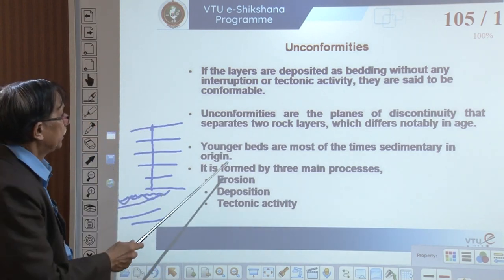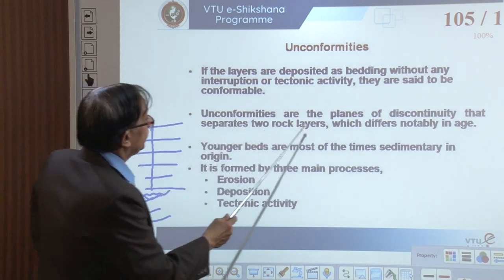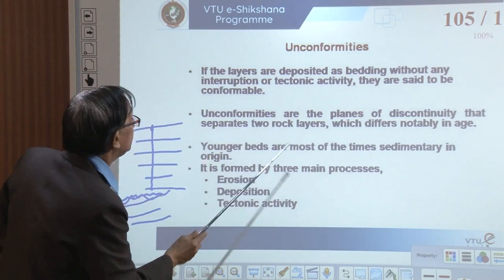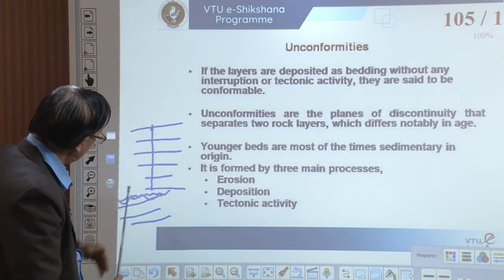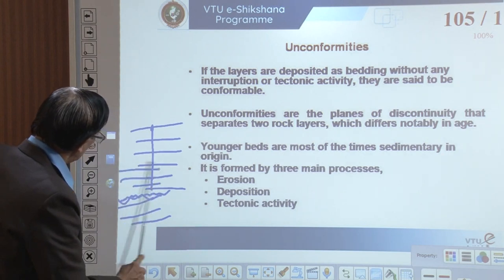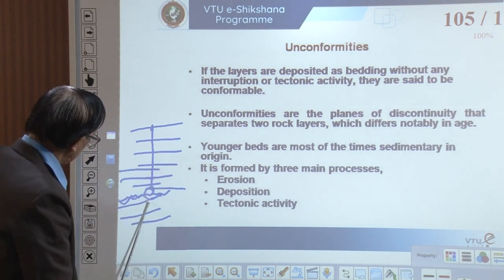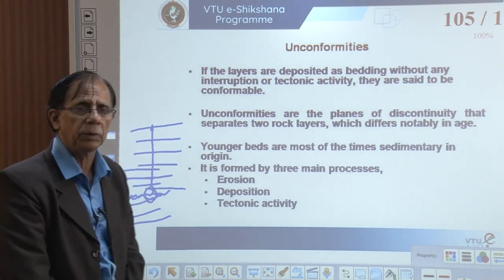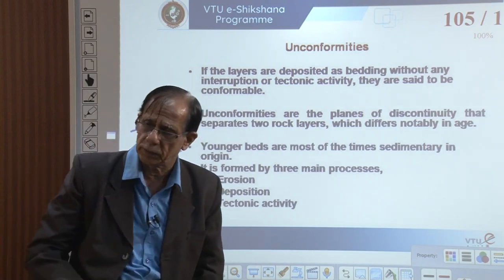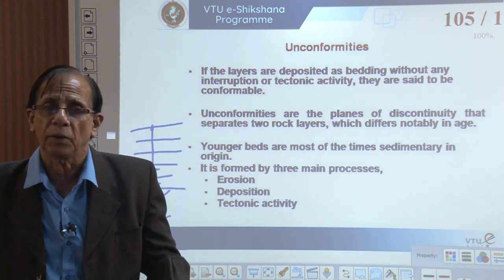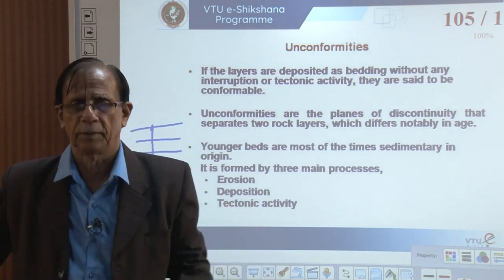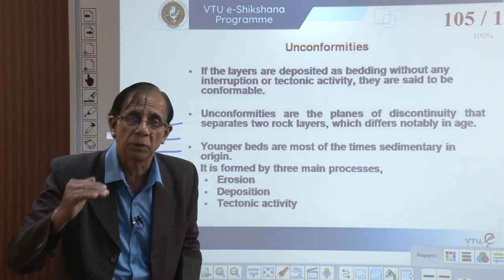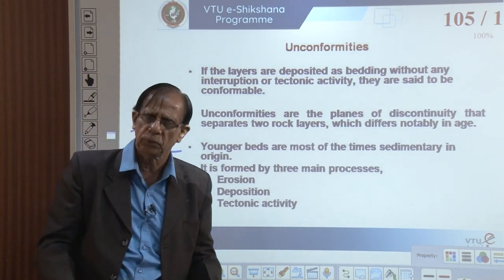Then, unconformities are the planes of discontinuity. There is a set of formation, then a kind of gap. Again, one more set of rock may be developed. This period corresponds to unconformity. Unconformity can also be defined as a period of non-deposition, a period of erosion. That's also unconformity.